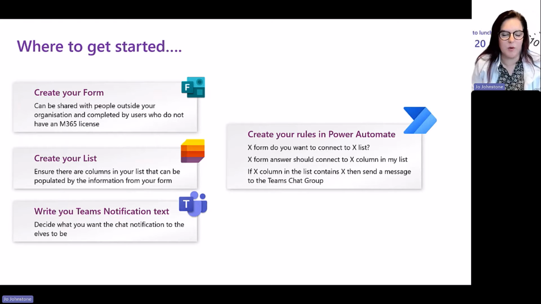And then I need to think about what my message to the elves was going to be. So I wrote that down in preparation. And then when I'm thinking about the automation part that's going to bring this all together, I thought about, well, I'm going to need the name for the list, the name of the form. I'm going to think about what the field in the form is and what the field in the list is. So which ones are going to correspond, and then what the triggers are.